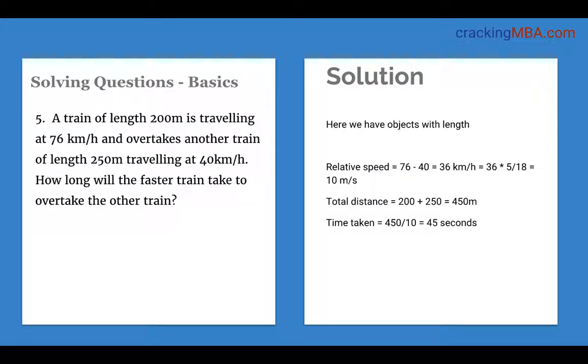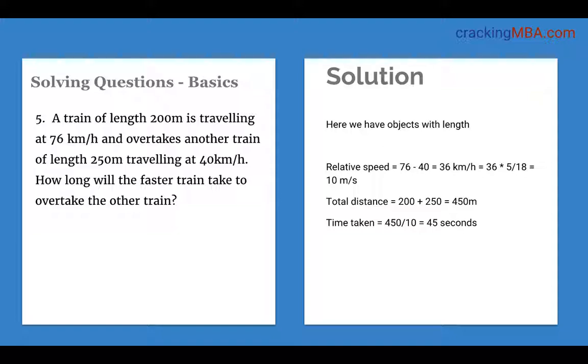A train of length 200 meters is traveling at 76 kilometers an hour and overtakes another train of length 250 meters traveling at 40 kilometers an hour. How long will the faster train take to overtake the other train? So what we are saying here is we are trying to solve a numerical in terms of trains with specific length. So what is the relative speed of the trains? 76 minus 40 is 36 kilometers an hour, which is nothing but 10 meters per second.